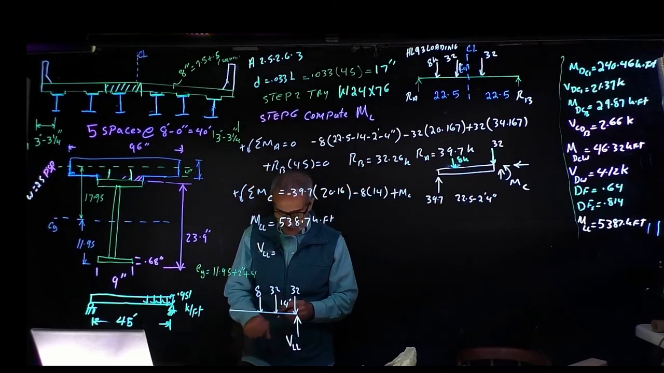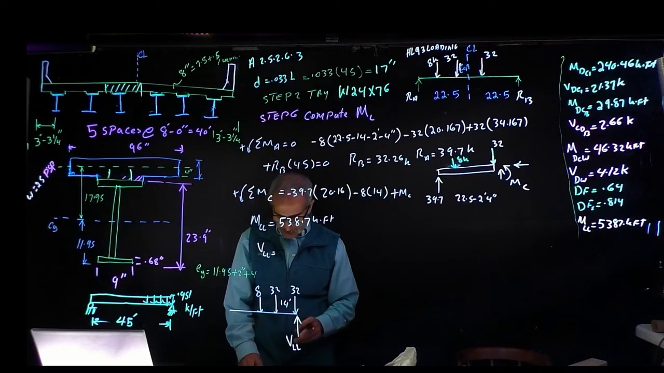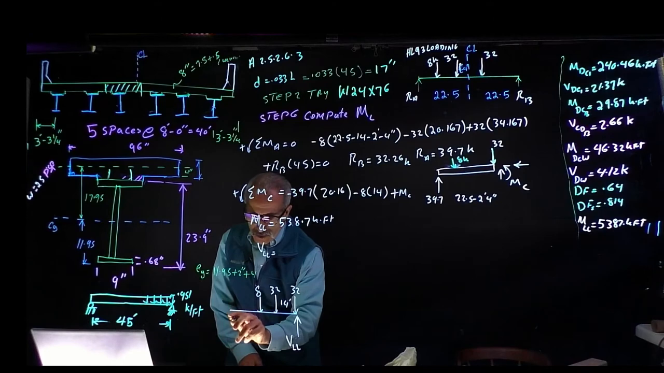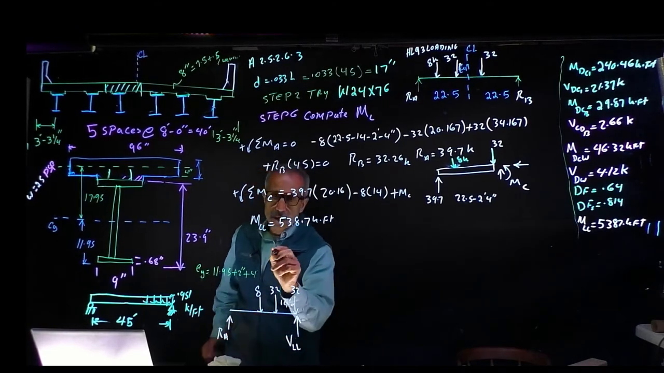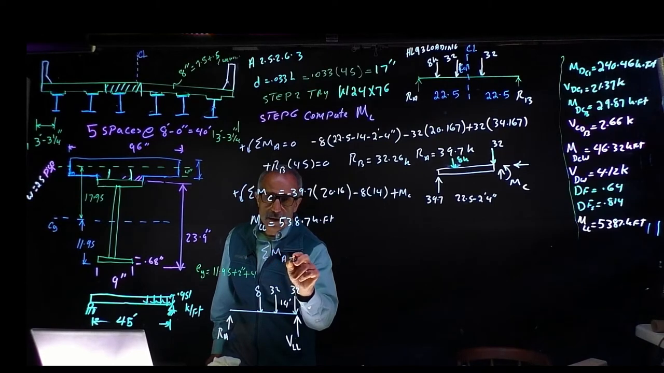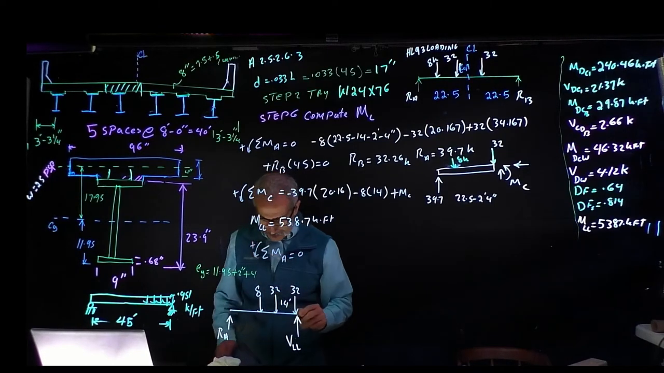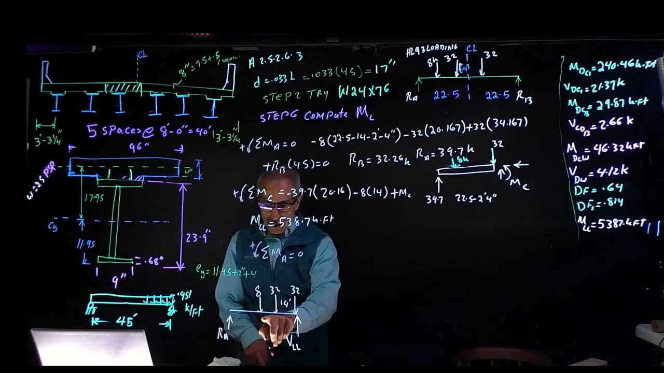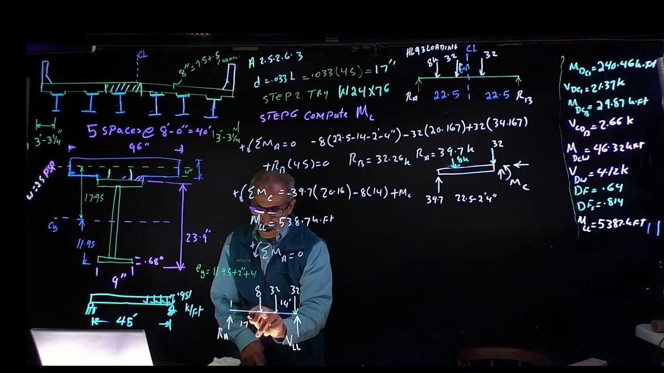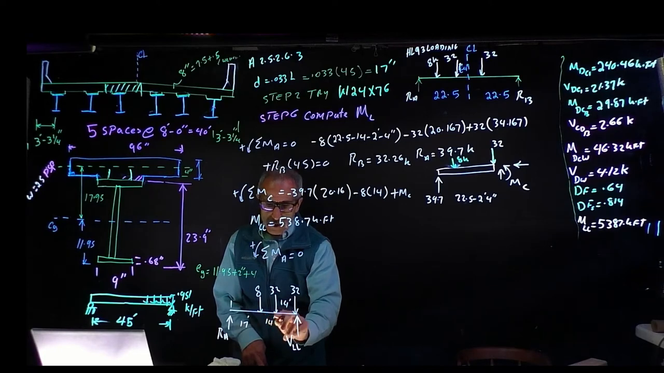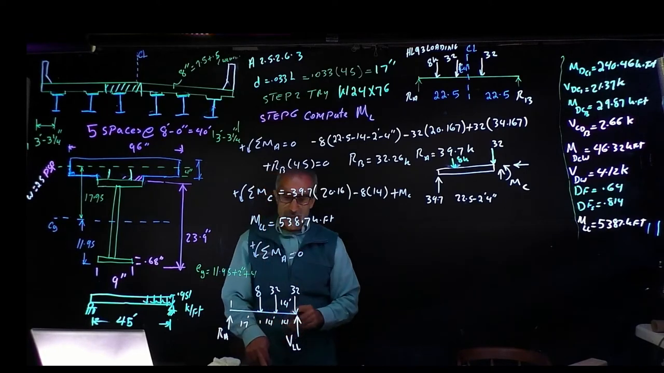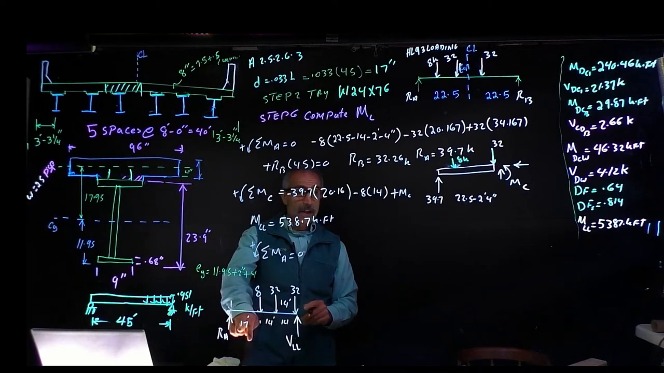So VLL is equal. I've got to take a moment about point A right here. So we're going to find out. Let's call this RA. Summation moment about point A is equal to 0. Let's say counterclockwise is positive. And we're going to have minus 8, this distance is going to become 17. You can figure that out. That's nothing. This is 45 feet. If this is 14 feet, and that's 14 feet, 14 feet, 14 feet, and that becomes 17, 28, 28, 38, 38, and 2 is 40, 45 feet. That's how you got it.